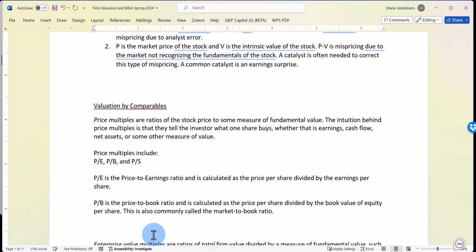Finally, the price to sales ratio, that's P/S. This is the price to sales ratio and is calculated as the price per share divided by the sales or revenues per share.